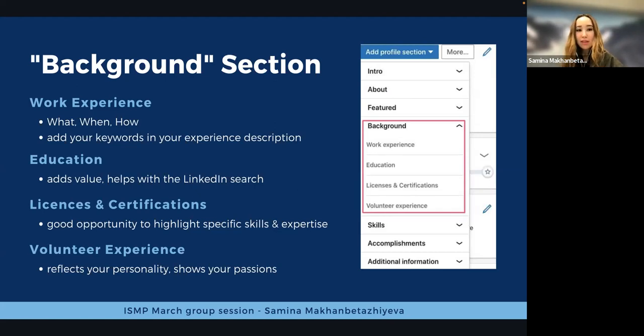So first one, work experience. This is where you get a chance to tell the recruiters what, when, and how: what you did, what company, where you did it. I forgot to add where. So the company that you worked in, and when, the times, and how, right? So what exactly, how did you perform your duties? This section is really similar to a resume.